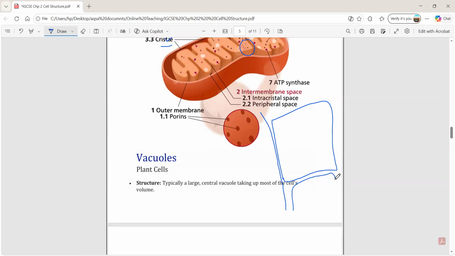This is basically the outermost layer. We can say that will be the cell wall. This is the cell wall. This one is the cell membrane. Okay, so they have a very large vacuole. This is what? Vacuole. Over here they have the nucleus, and the plants also have what? Chloroplast.